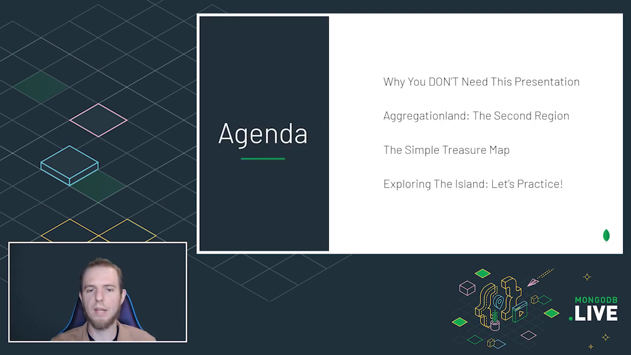So with that, what we talked about today was why you don't need the presentation. We talked about how Queryland is just half of the island and aggregation land is the other region. We claimed that the explain output, although verbose, is actually pretty simple, and we gave you a framework for thinking about that. And then we did a little bit of practice to explore some of those ideas to help you understand how to use them when you're looking at an explain.